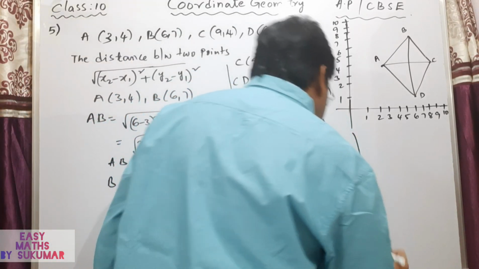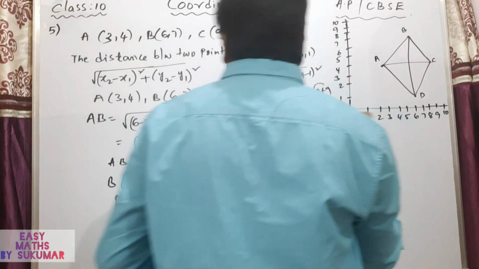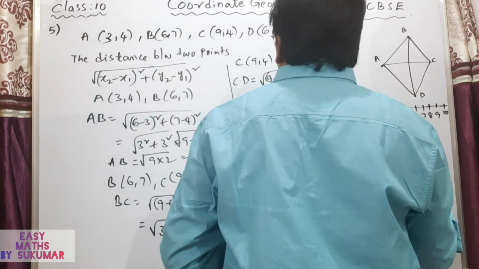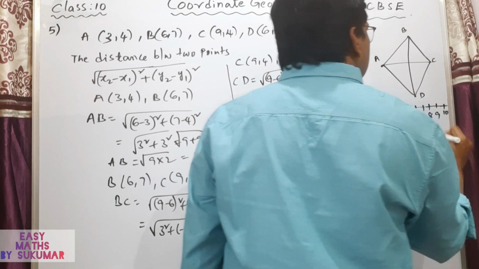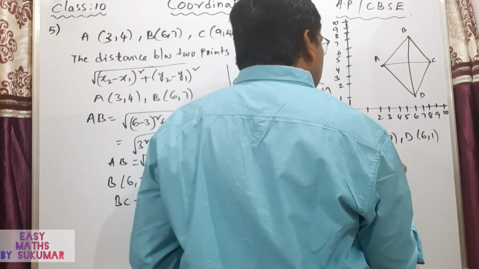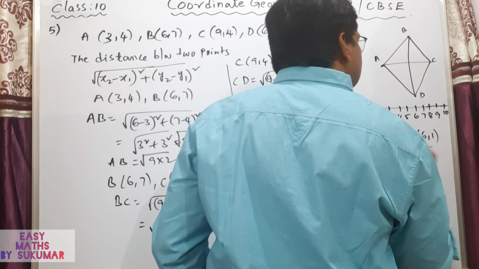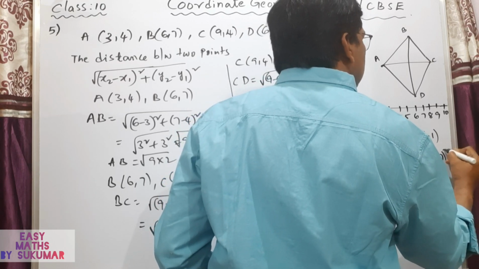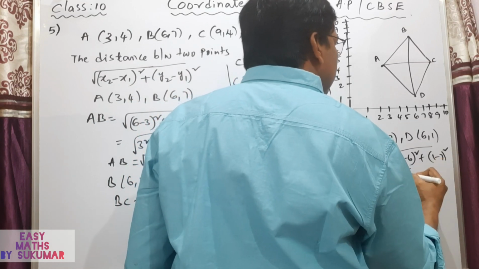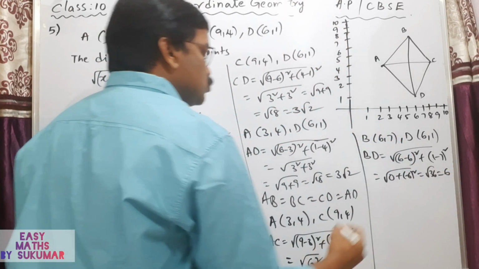Now coming to the other diagonal, BD. B is here. The coordinates of vertex B are (6, 7) and D is (6, 1). So BD is equal to the root of (6 minus 6) whole square plus (1 minus 7) whole square. That means 0 plus (1 minus 7), which is minus 6, whole square, that is 36, so that is equal to 6. So what do you observe here?